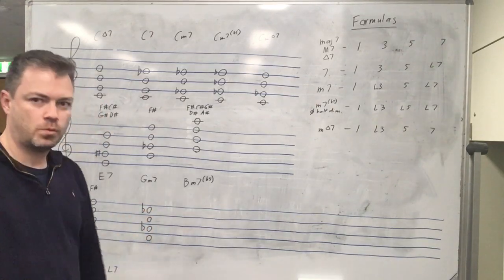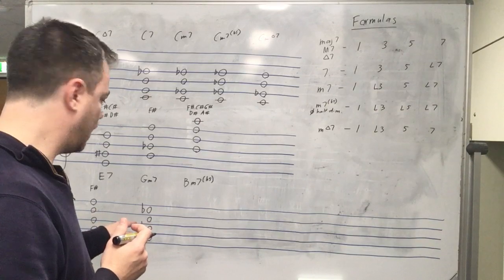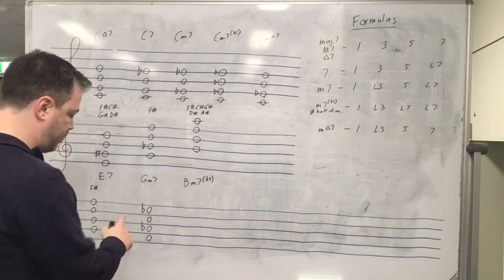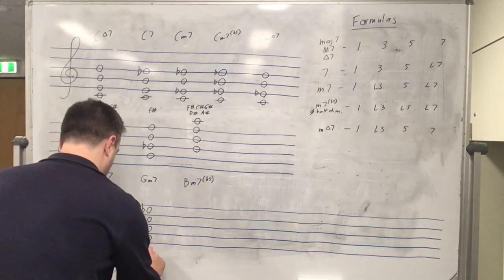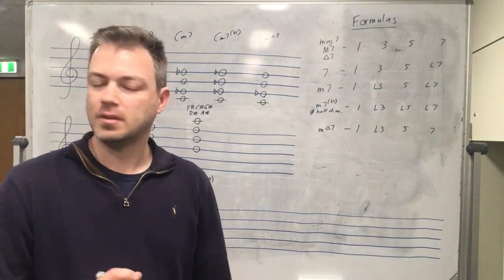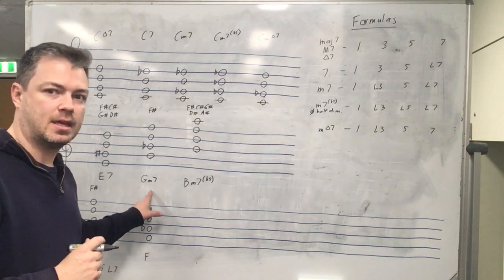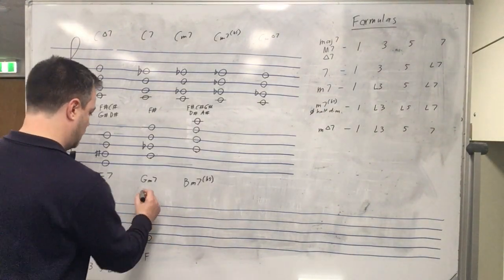Okay, we've got a few flats in here. So we're going to work out this one. Same method. So first thing we do is work out our bottom note, which is an F. So we put an F there. And then we write down the key signature of F major, which, hopefully you know, is a B flat.